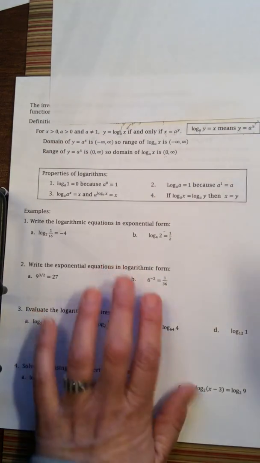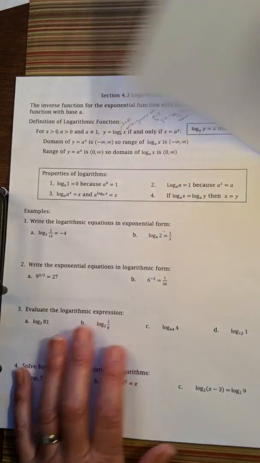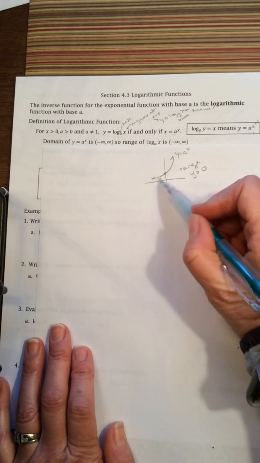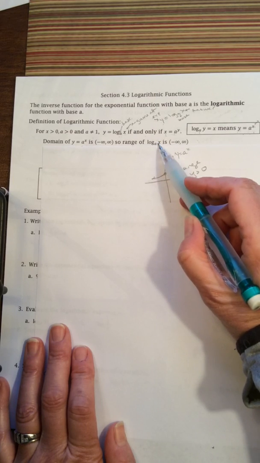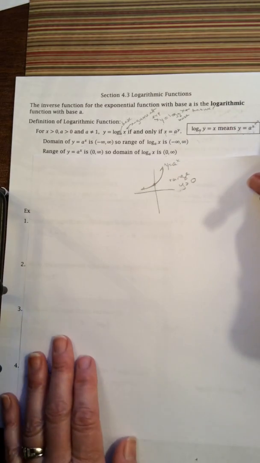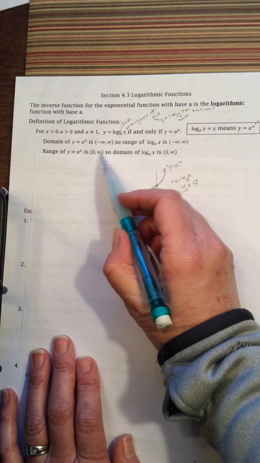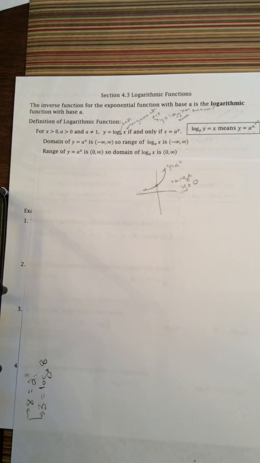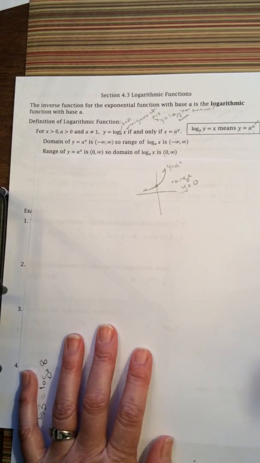So the domain of our exponential, back to that picture I had a minute ago, being all real numbers, any value of x can go in, means that's the range of our log. Any real number can come out of the log. The range of our exponential being only positive numbers, or not even 0, only positive numbers, means the domain of our log A is only positive numbers. So inverse functions switch their domain and their range.